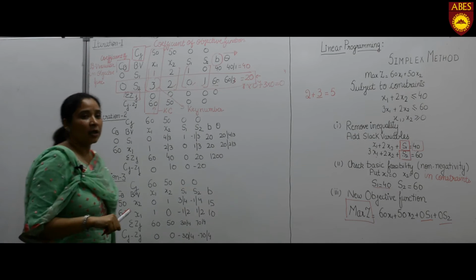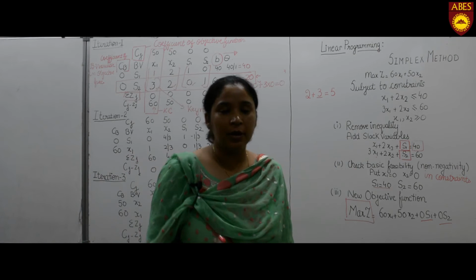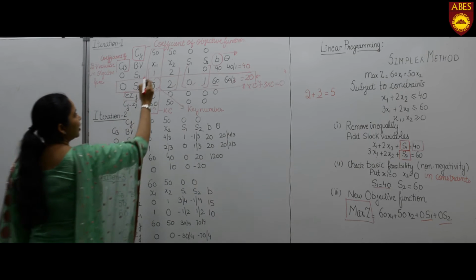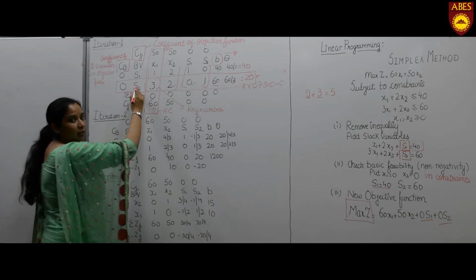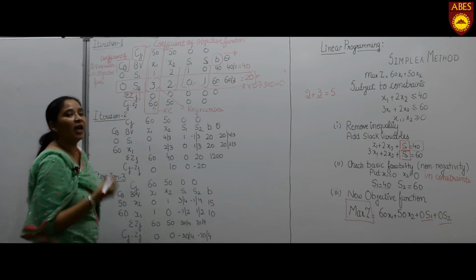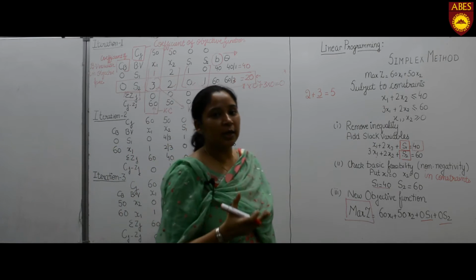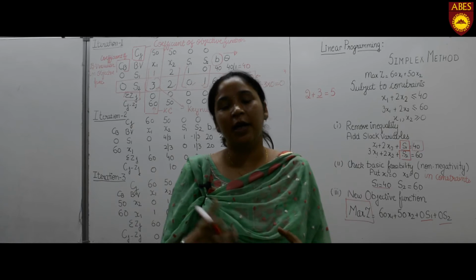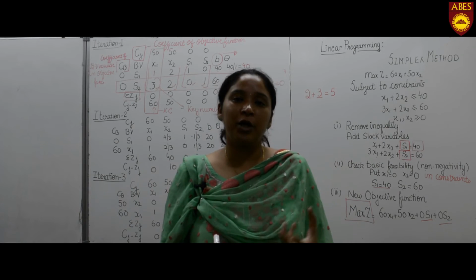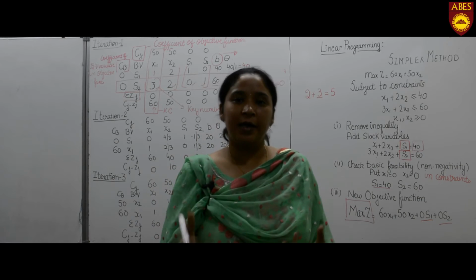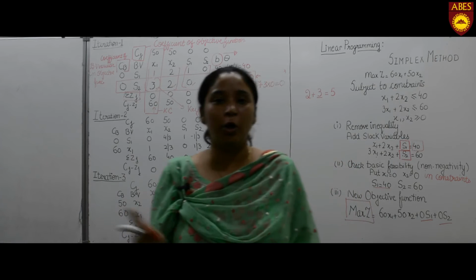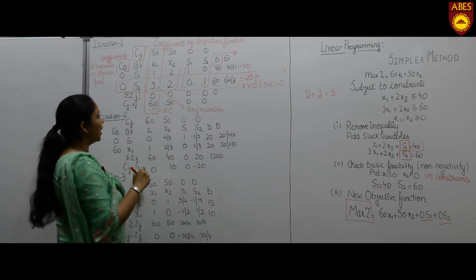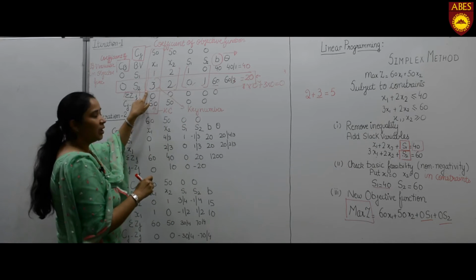The key column gives us the entering variable and the key row gives us the leaving variable. Here the entering variable is x1 and the leaving variable is s2. Now, I have told you earlier, our whole problem is divided into two parts, the body matrix and the identity matrix. We will convert our body matrix into an identity matrix, and our identity matrix will be converted into the body matrix. Here we have 3 as our key number.